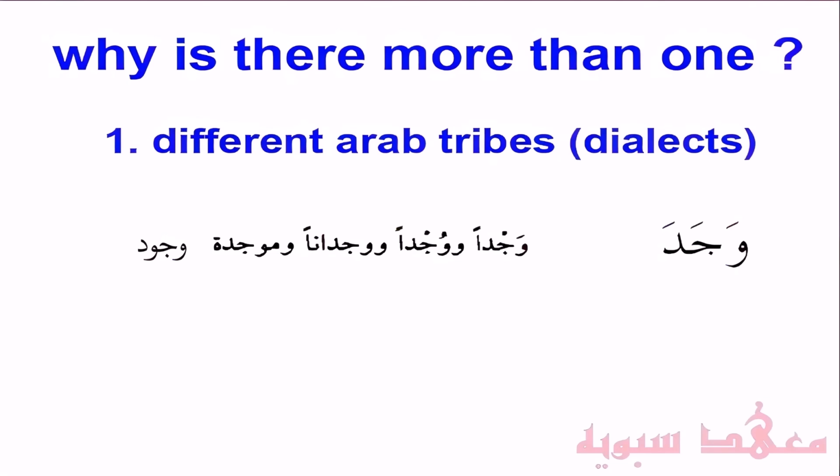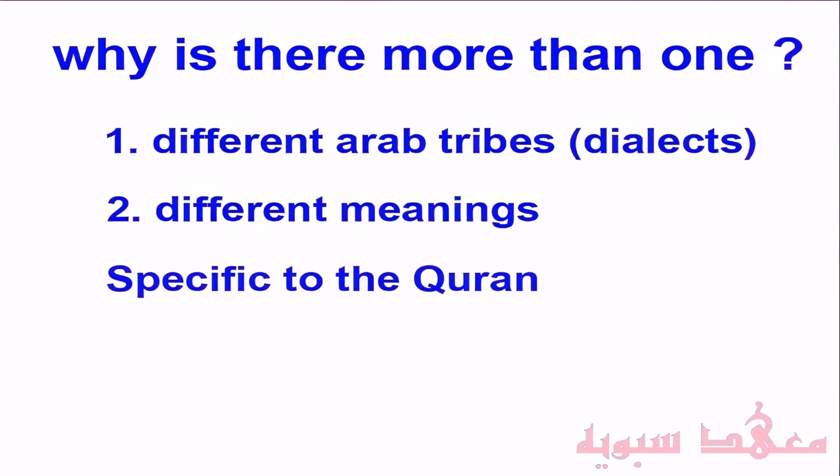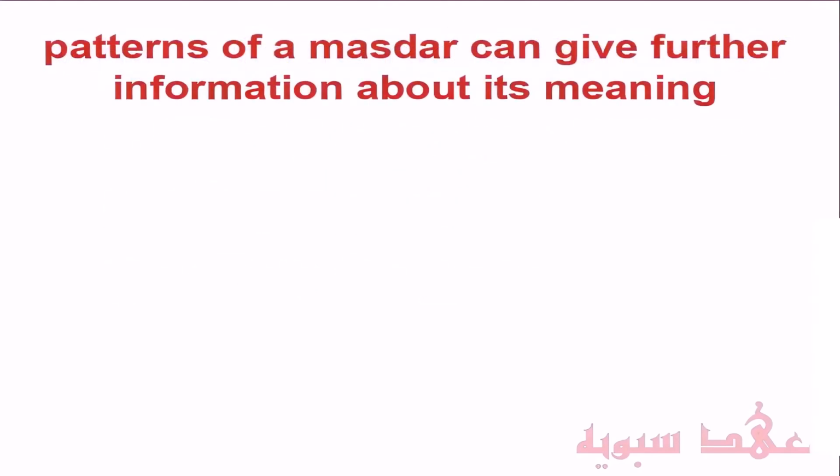Now the interesting part is the second point. And the second point is that there are different masdars because they have different meanings. Now these meanings have been documented by the Arabs in some cases, but in other cases it's specific to the Qur'an. And these are the examples, inshallah, that we'll go through, the ones related to the Qur'an. Now, inshallah, in this lesson, we'll be explaining how patterns of a masdar can give further information about its meaning. In Arabic, the patterns are called awzan al-masdar, the patterns of the masdar. And inshallah, we'll be covering the most important ones and the ones that are used in the Quran.